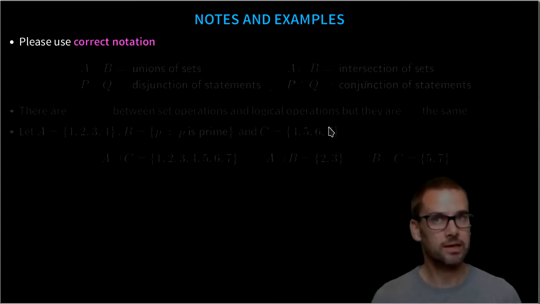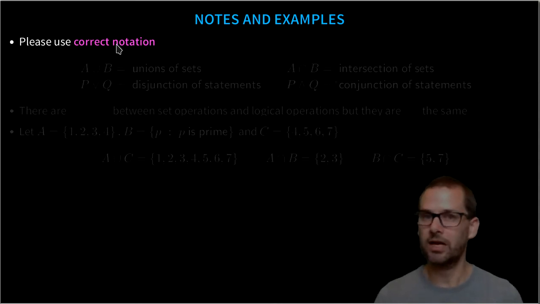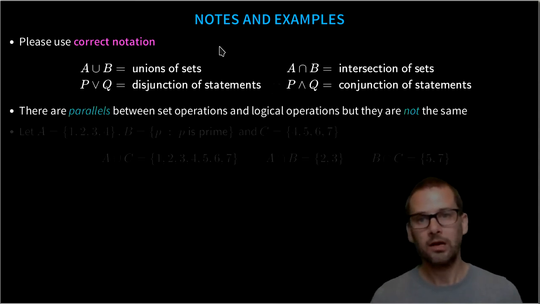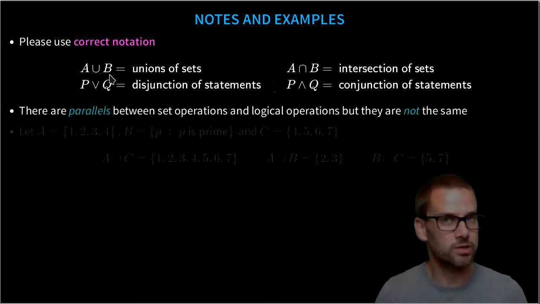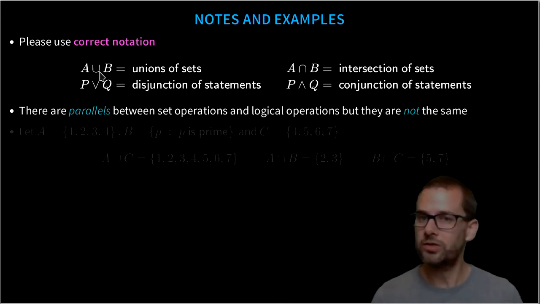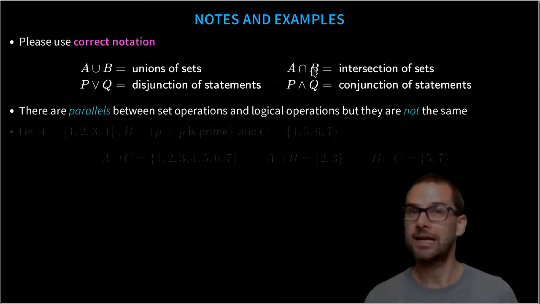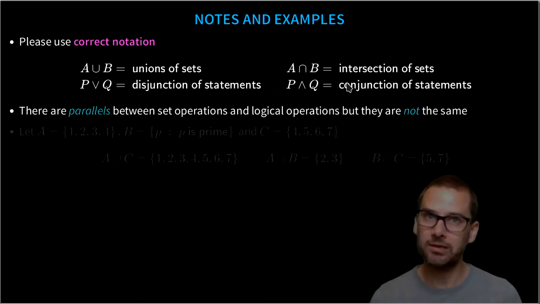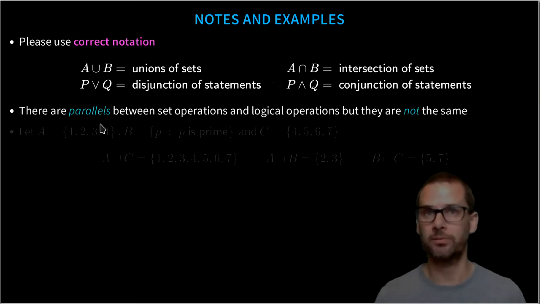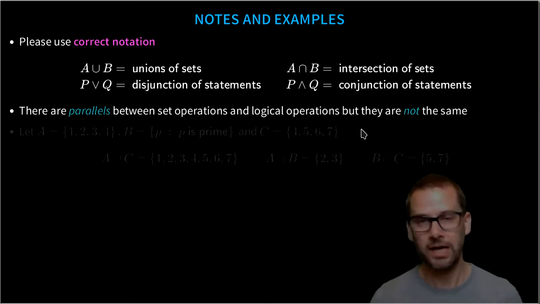So a few bits of examples and notation here, just to be a little bit careful about your notation. So it's very easy to confuse the notation for sets and statements because they look similar because they do have similarities. That's why we use similar symbols. So please use the union symbol when we're talking about sets and the or symbol here, disjunction symbol, when we're talking about statements. Similarly, intersection and conjunction have similar symbols, but please use the right one in the right place. Because though there are parallels between these set operations and logical operations, they're not the same. They act in different spaces on different objects.